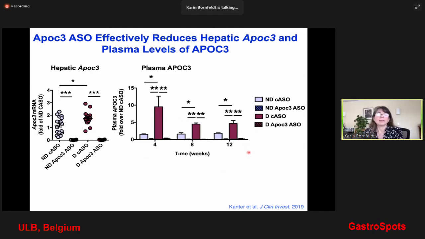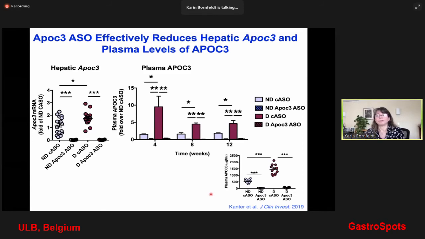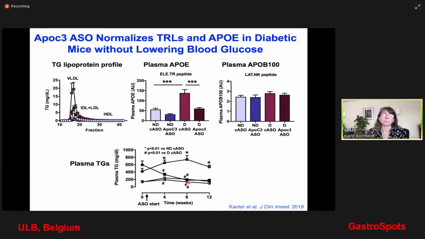Looking at plasma levels during this 12-week study, again, diabetic animals have much higher ApoC3 levels than the non-diabetic animals at all these time points. And when we silence hepatic ApoC3, the levels are basically gone. This was done using mass spectrometry and was later confirmed by an ELISA. Silencing ApoC3 normalized the TRL levels and ApoE in these diabetic animals.